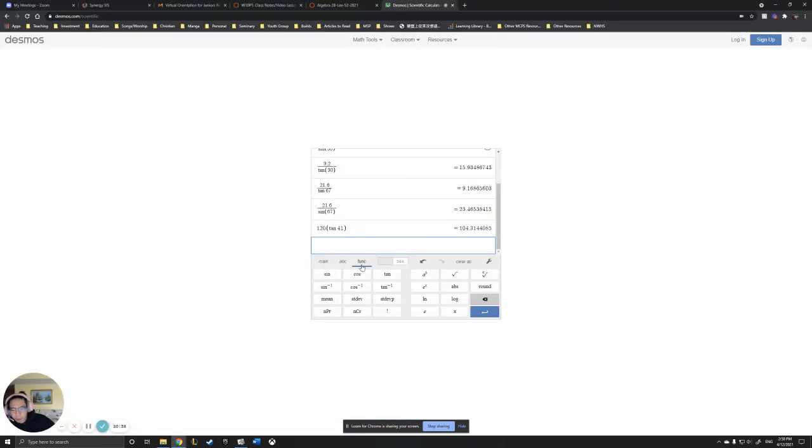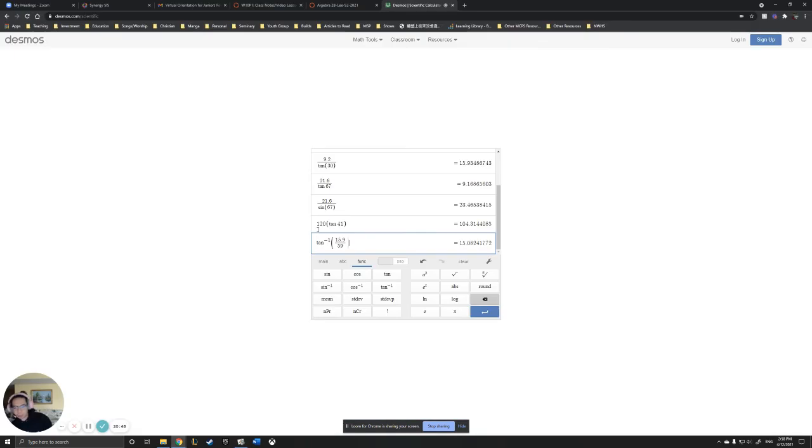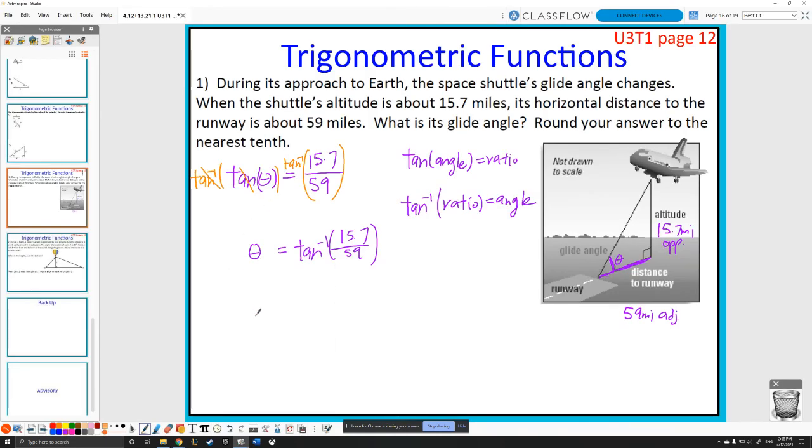Inverse tan is under the function menu for Desmos. 15.7 over 59 gives me 14.9. Now, on your calculator, you do need to click on second, and then either sine, cosine, or tangent. You'll see above sine, cosine, tangent, there's a little yellow version: inverse sine, inverse cosine, inverse tangent.